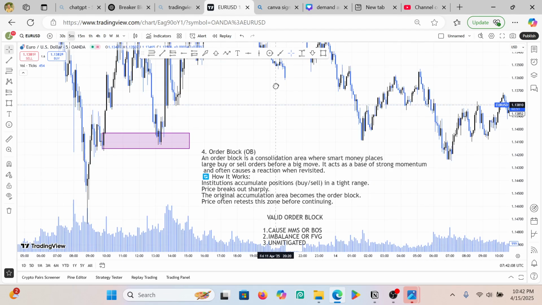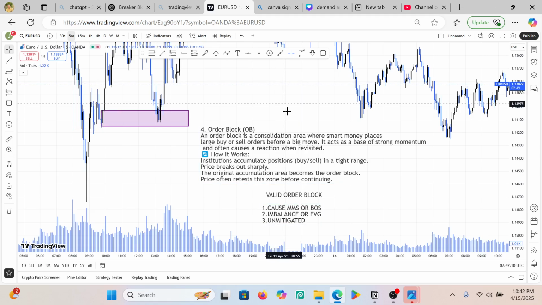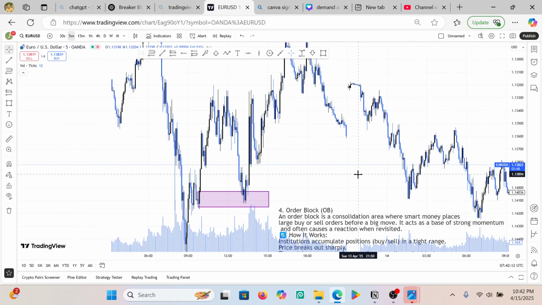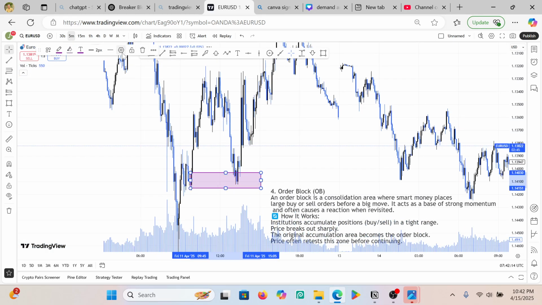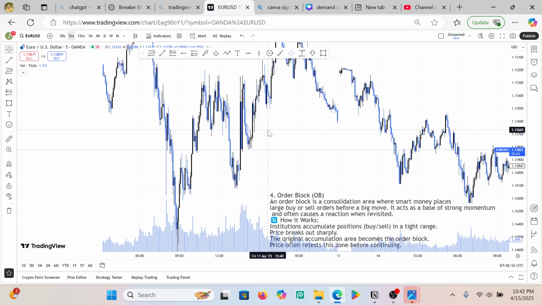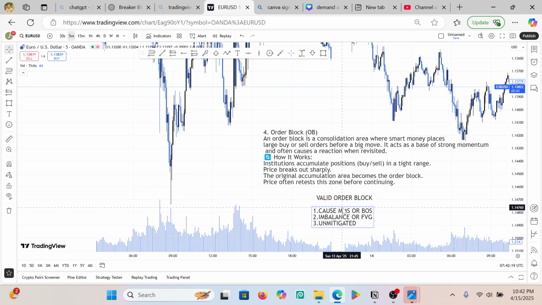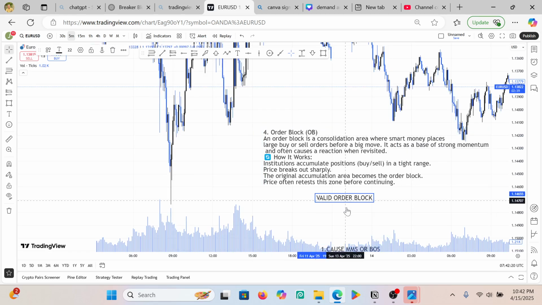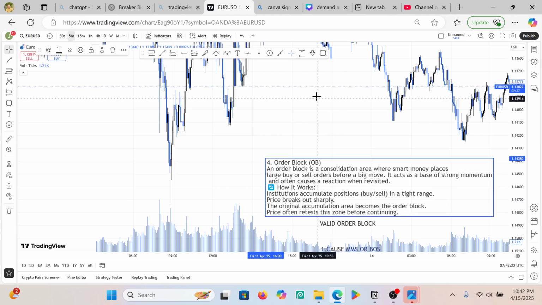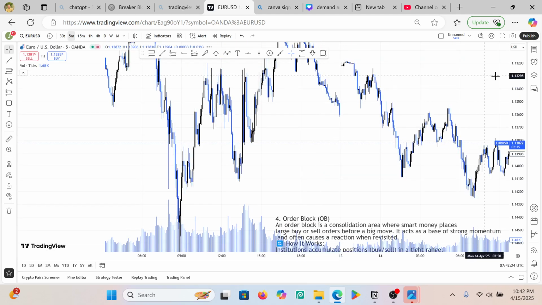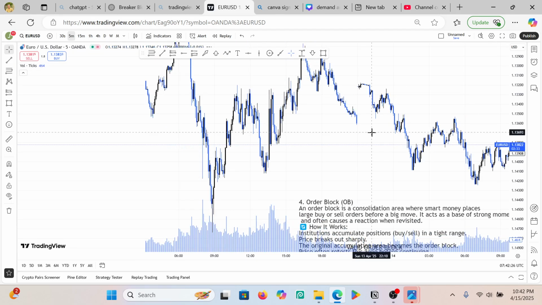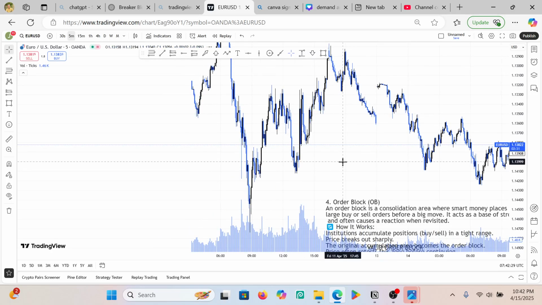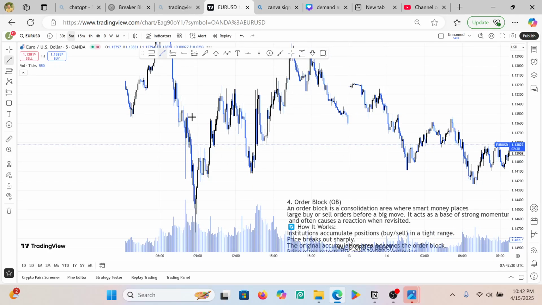I have said that an order block must cause a market structure shift. So this is just an example of an order block that I want to show you. This area, there was a consolidation in this area. The market took, there's a break of structure here.